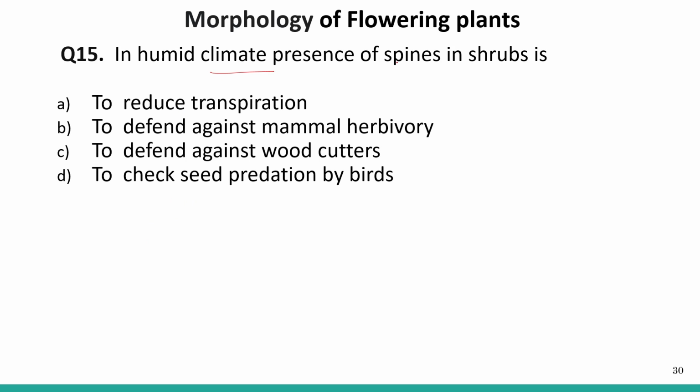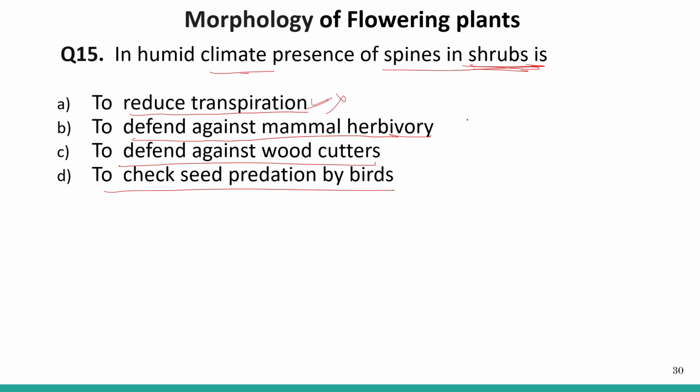Next question. In humid climate, the presence of spines in shrub. The distractors are to reduce transpiration, to defend against mammal herbivory, to defend against woodcutters, to check seed predation by the birds. So to reduce transpiration, generally the spines or thorns are present in xerophytic conditions, not in the humid climate. So this is incorrect.